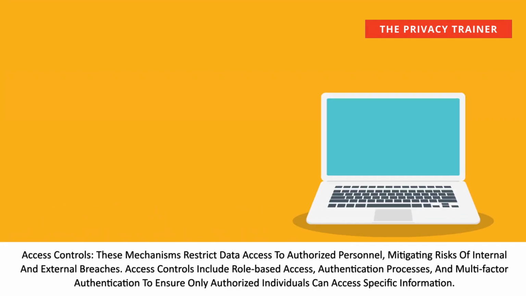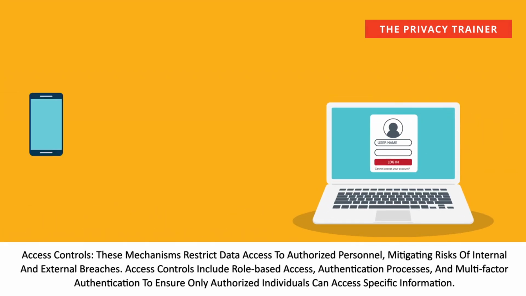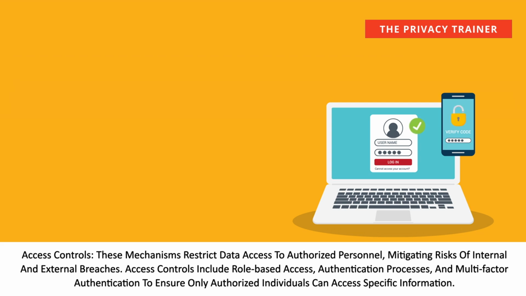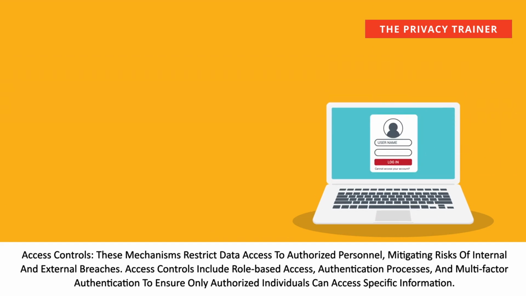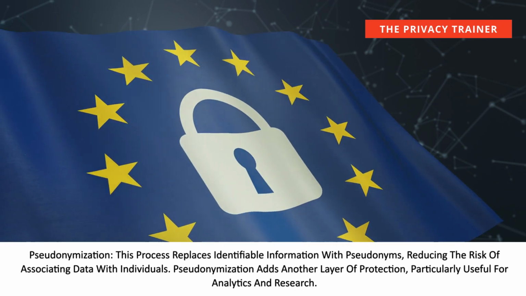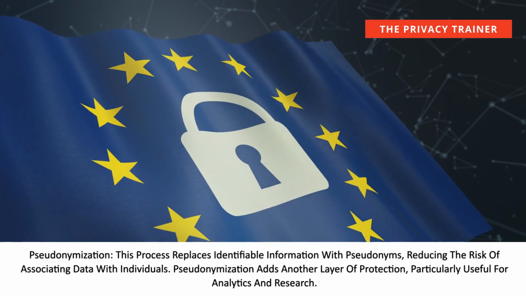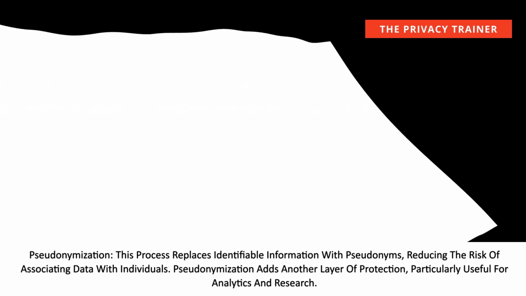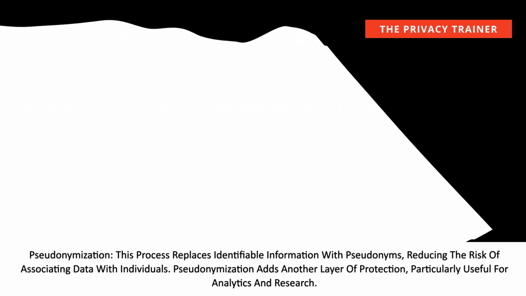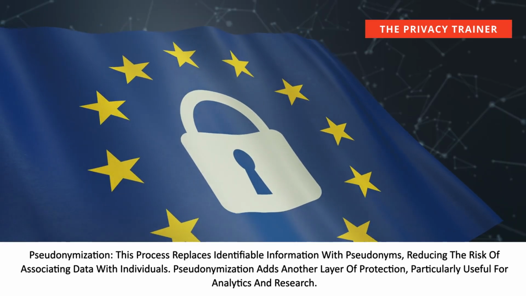Access controls. These mechanisms restrict data access to authorized personnel, mitigating risks of internal and external breaches. Access controls include role-based access, authentication processes, and multi-factor authentication to ensure only authorized individuals can access specific information. Pseudonymization. This process replaces identifiable information with pseudonyms, reducing the risk of associating data with individuals. Pseudonymization adds another layer of protection, particularly useful for analytics and research.